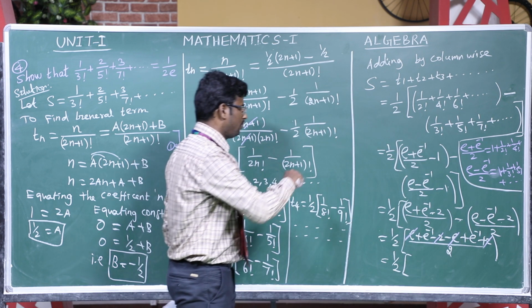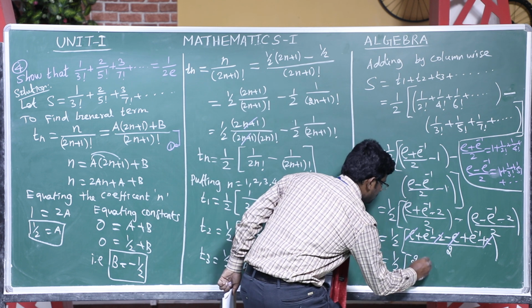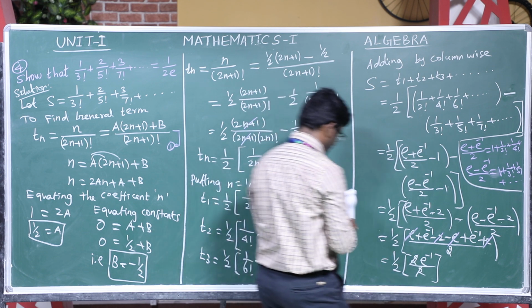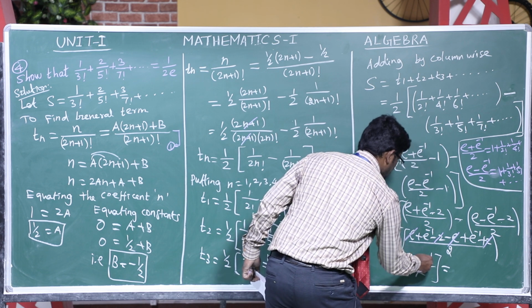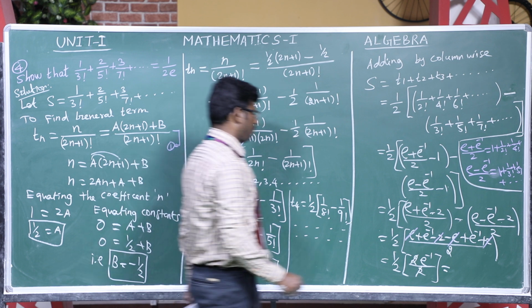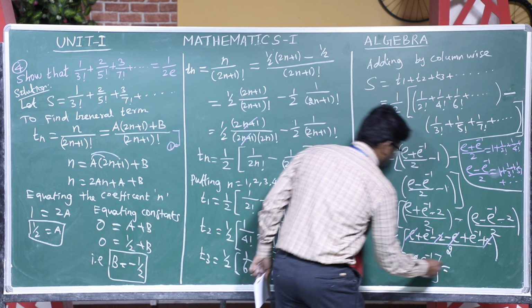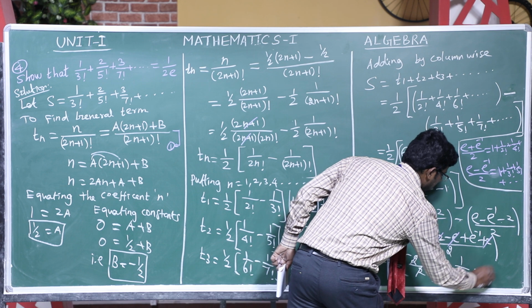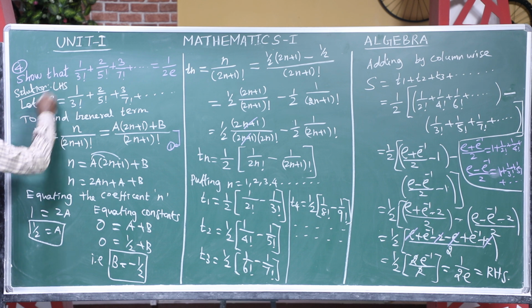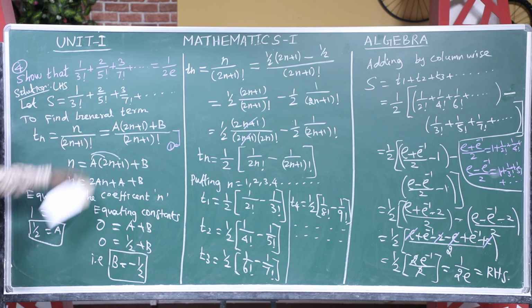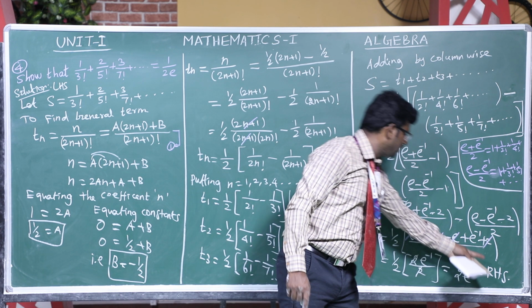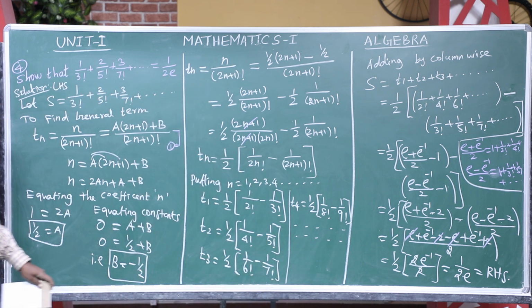That is 2 e inverse by 2. The 2 and 2 cancel. The remaining term is 1 by 2 into e power minus 1. E power minus 1 is the reciprocal, 1 by e, and 1 by 2 is already available. So 1 by 2e, which equals the right hand side. I am taking the left hand side, the series 1 by 3 factorial plus 2 by 5 factorial plus 3 by 7 factorial. The final answer for this step is 1 by 2e. This is what we wanted to prove. That's all.